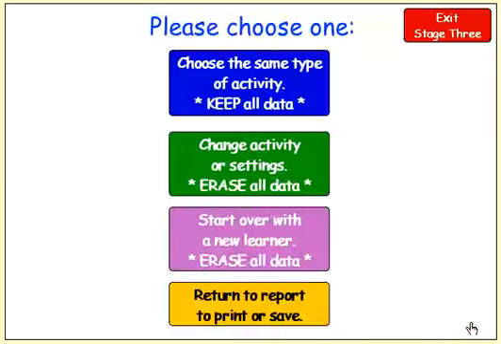When we say we're done, we get the similar navigation buttons that we've seen in other stages: try another target, keep the activity, keep the data, change the activity, erase the data, we've saved it, start with another learner. We still have time in our stages period today, or go back and print or save that report. Stage 3.